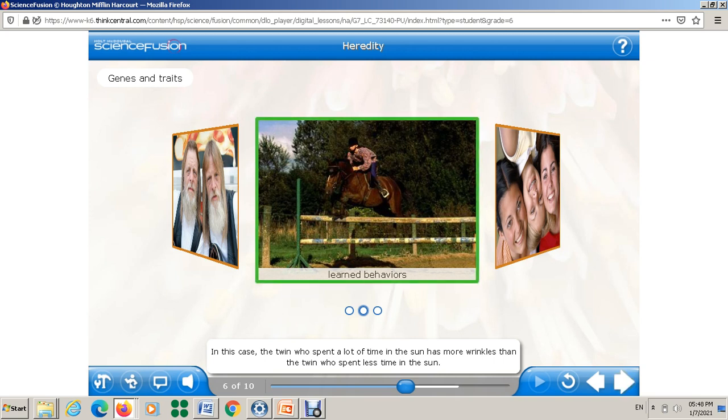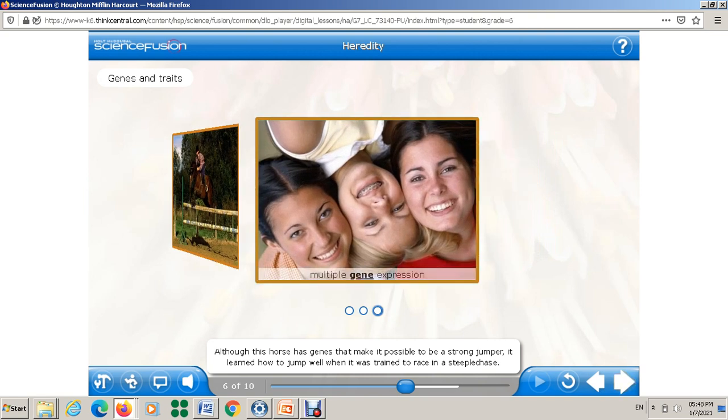So look at this one. Traits that are learned in one's environment are not inherited. Although this horse has genes that make it possible to be a strong jumper, it learned how to jump well when it was trained to race in a steeplechase. Okay, now look at this one here.